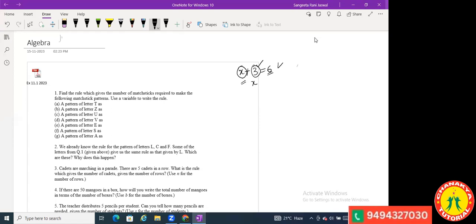Now, studying with the matchstick. Teacher, which chapter? Algebra. Algebra is done, teacher. Yes, we are revising.